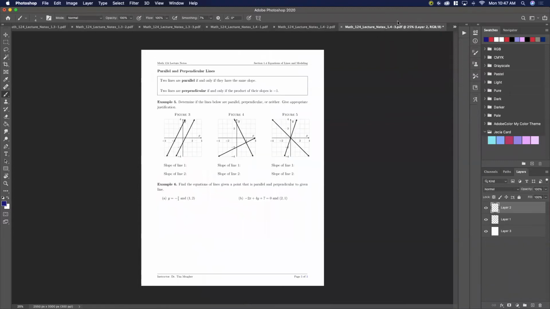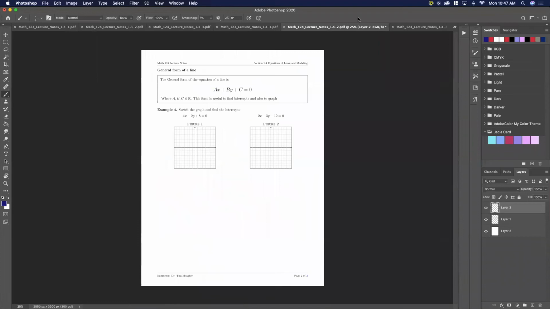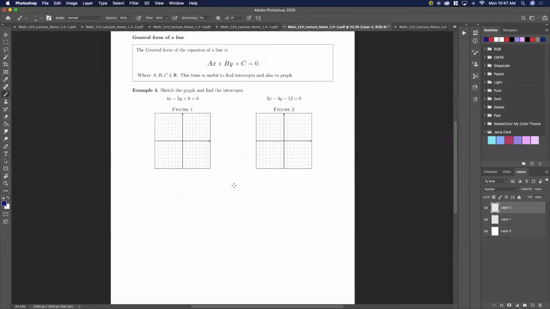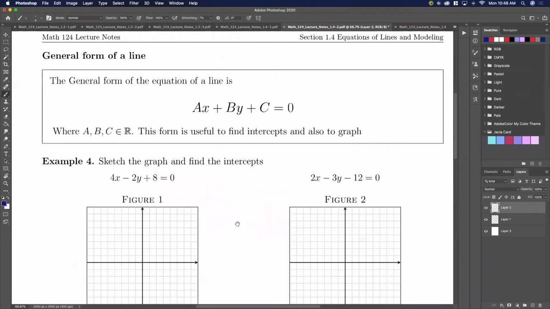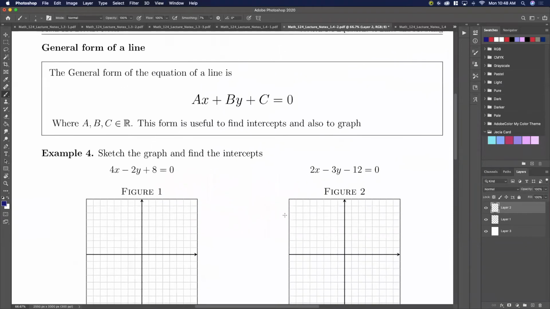Oh, good. All right, so I'm gonna briefly touch on this. I don't think your book goes too much into detail on this, so I won't belabor it. Here's what they call either the general form, or I know this as the standard form, ax plus by plus c equals 0. This form is useful to find intercepts and also to graph.